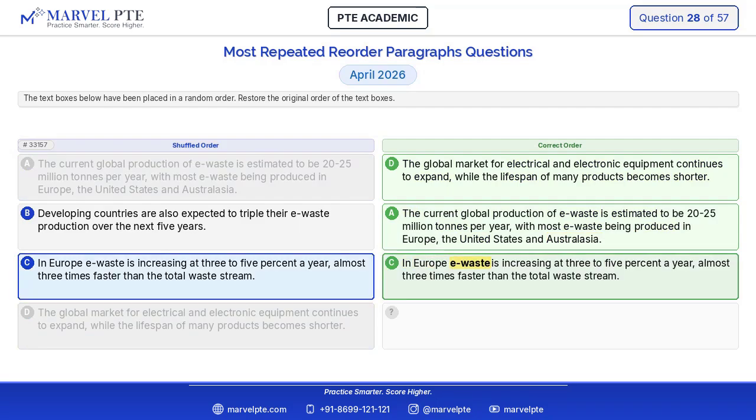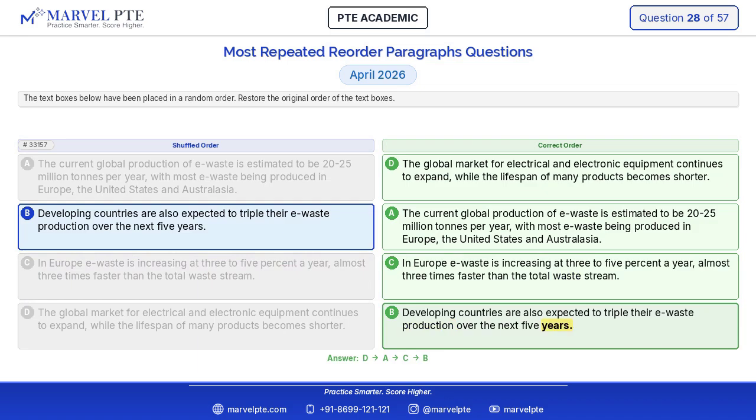In Europe, e-waste is increasing at 3 to 5% a year, almost 3 times faster than the total waste stream. Developing countries are also expected to triple their e-waste production over the next 5 years.